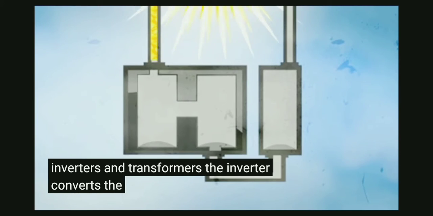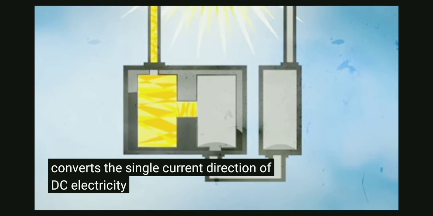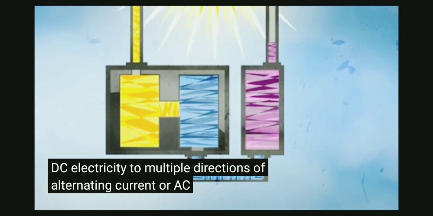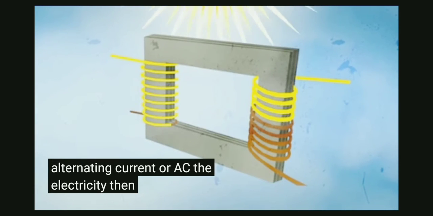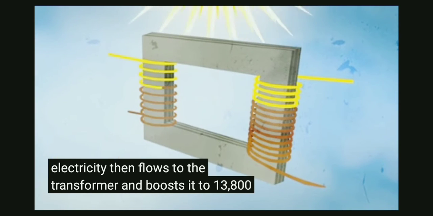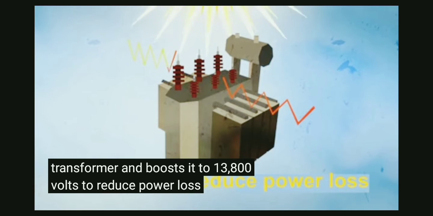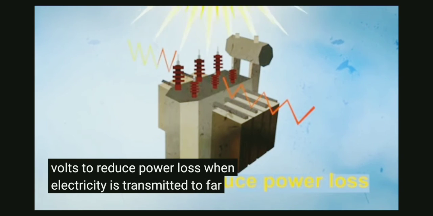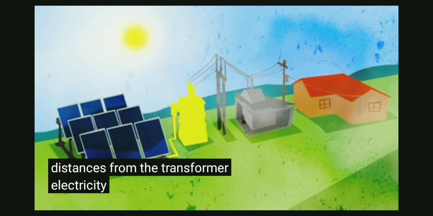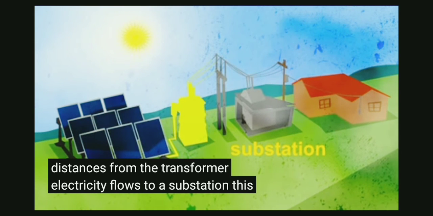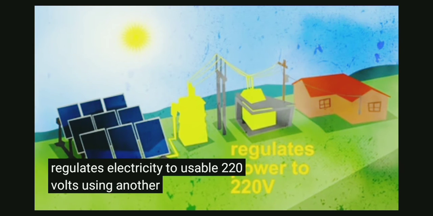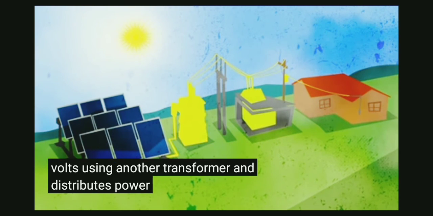The inverter converts the single current direction of DC electricity to multiple directions of alternating current, or AC. The electricity then flows to the transformer, which boosts it to 13,800 volts to reduce power loss when electricity is transmitted over far distances. From the transformer, electricity flows to a substation. This regulates electricity to a usable 220 volts using another transformer and distributes power to homes.